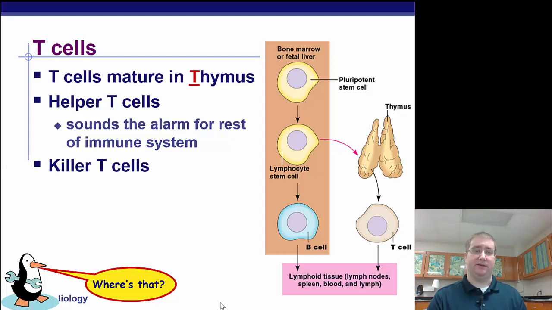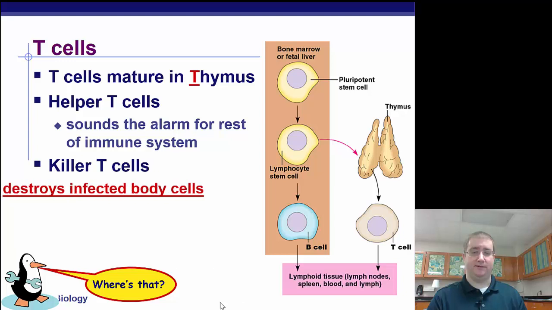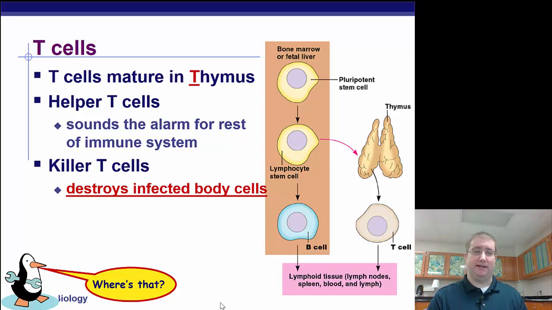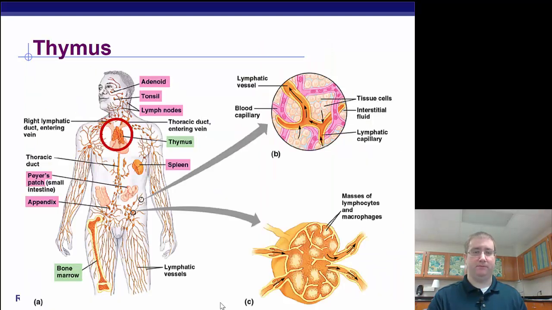The second type of T cell that you need to know are called killer T cells or cytotoxic T cells. These are the ones that are going to actively kill infected body cells. So if a virus manages to infect and take over and hijack one of your human cells, these killer T cells can recognize that and can destroy that body cell before that virus hopefully can replicate and spread even farther. And you can see the thymus gland right there in the middle, directly above your heart.